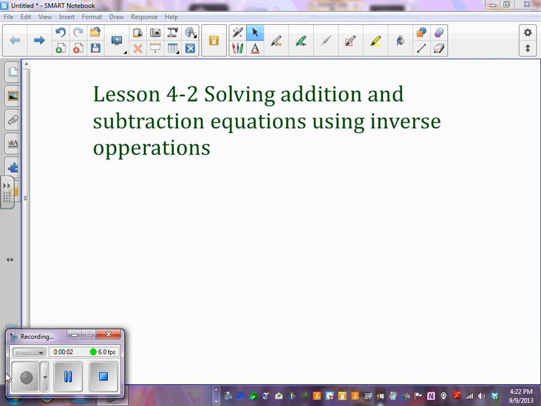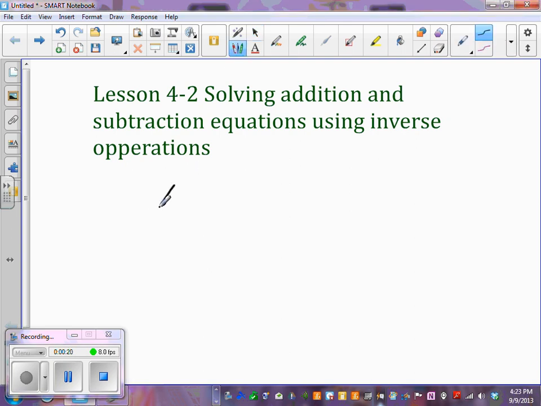This is a tutorial for lesson 4-2, solving addition and subtraction equations using inverse operations. Before we get started, let's remember what inverse operations means. We know that operations are addition, subtraction, multiplication, and division. Inverse can mean the opposite.